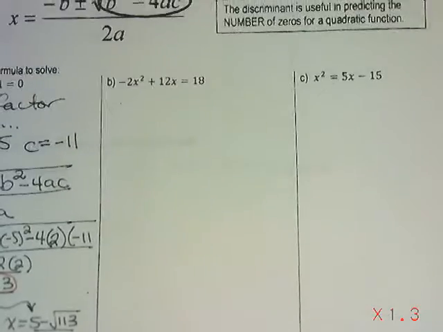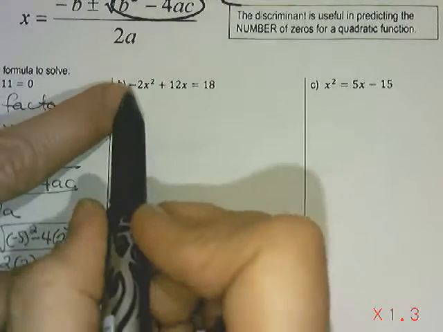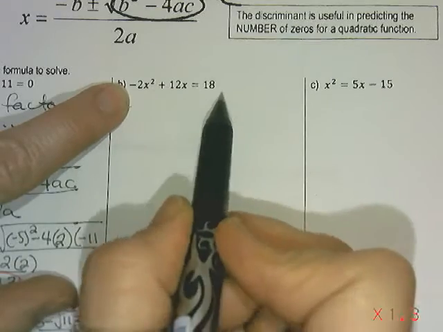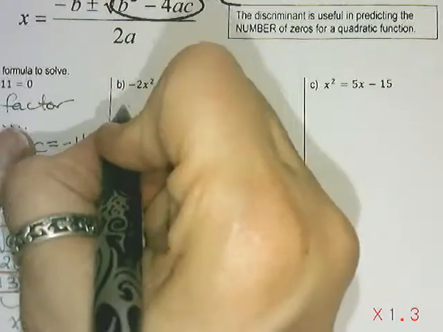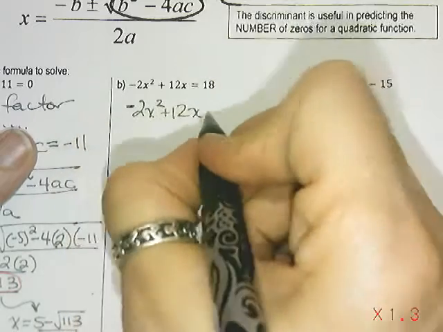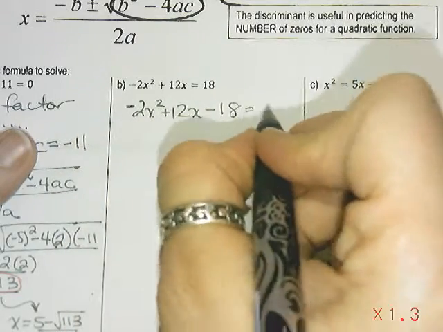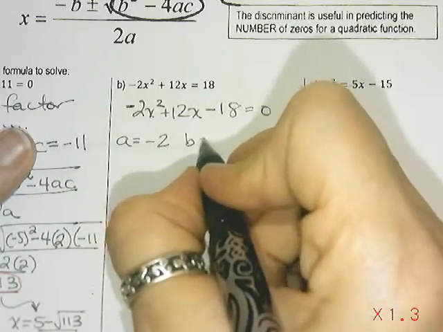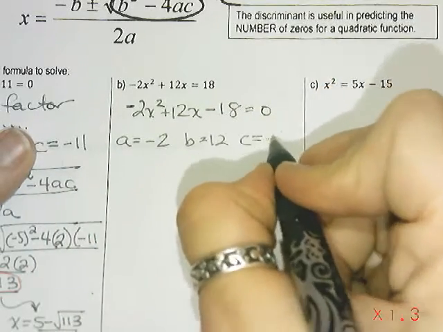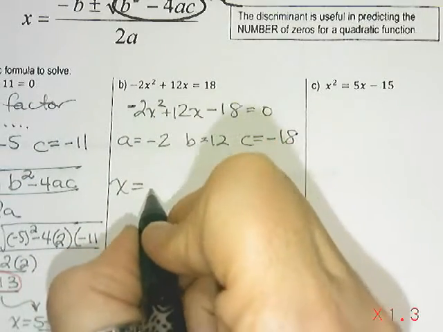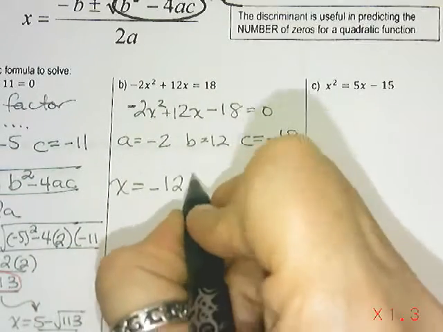Okay, let's take a look at a different situation. I can't say that my c value is positive 18 because it's on the other side of the equal sign. I need to get my entire quadratic expression on the same side of the equal sign, so minus 18 equals 0. Then I can say that a is a negative 2, b is a 12, and c in fact is a negative 18.